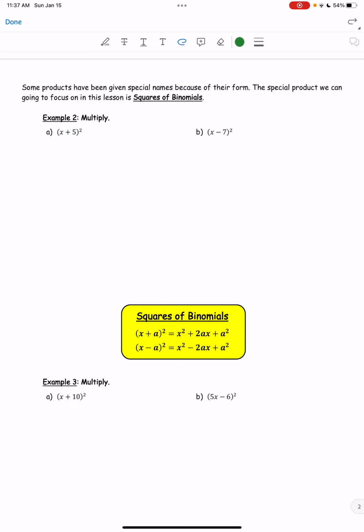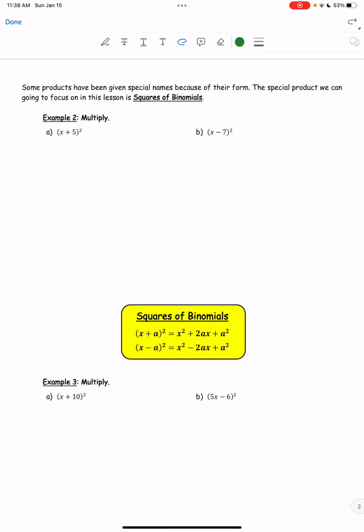It says right here that some products have been given special names because of their form. The special product we are going to focus on in this lesson is squares of binomials. So in example 2, I am multiplying this and I have x plus 5 quantity squared. All this square term here is telling me is that I have 2 of its base, which is x plus 5. So the first way we're going to solve these is by expanding these out.